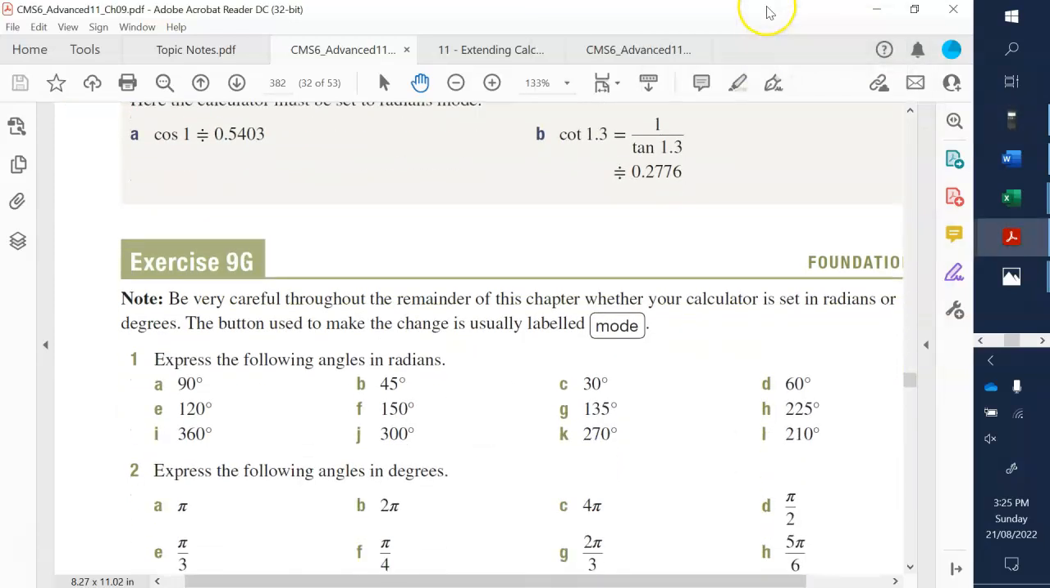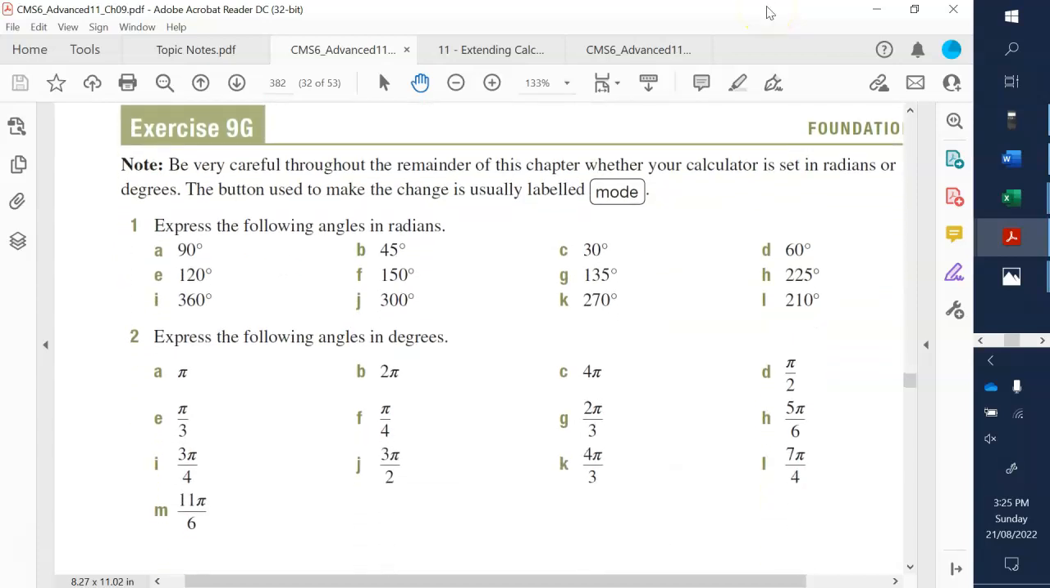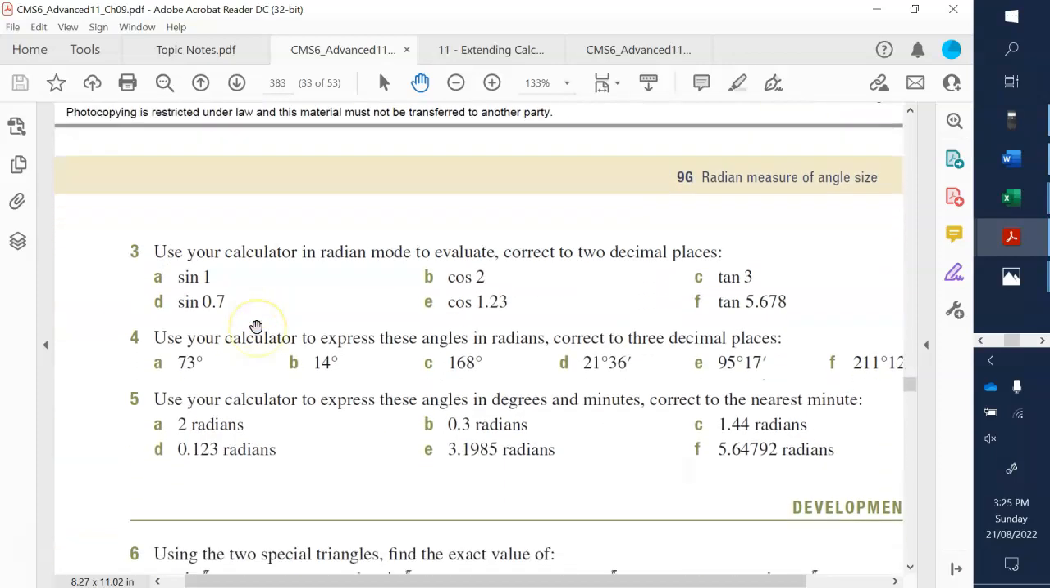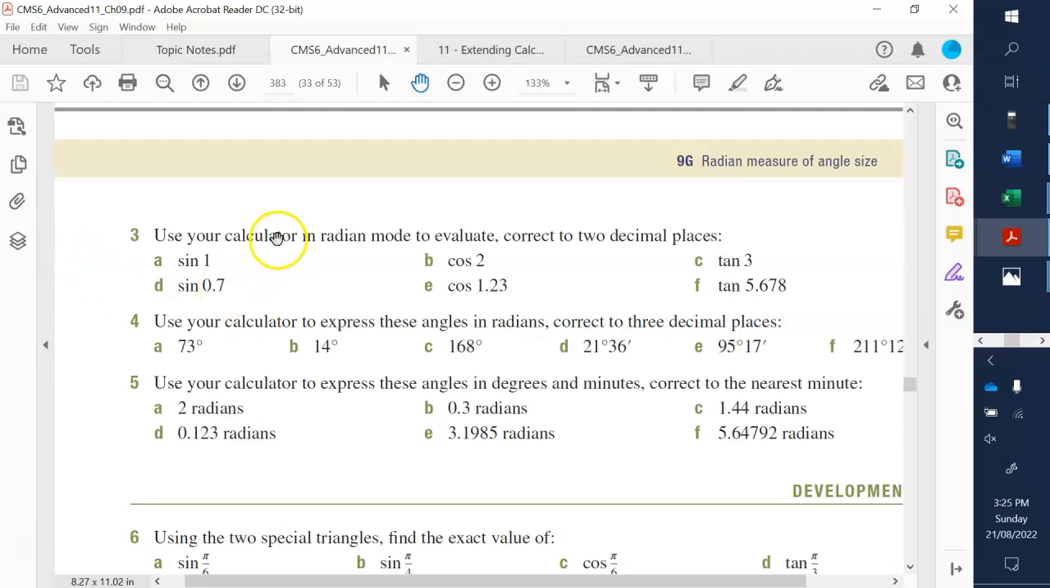So that'll give you enough ability now to work through 9G. The first couple are very simple. You're going from radians, degrees to radians, and then radians to degrees. Definitely have a go at some of those to make sure that you feel confident doing that. And then it's going to get you to put your calculator in radian mode to calculate these. It's probably just good to have a little go at getting in and out of radian mode.